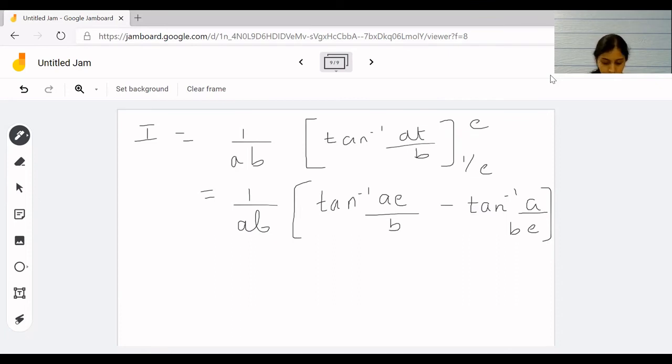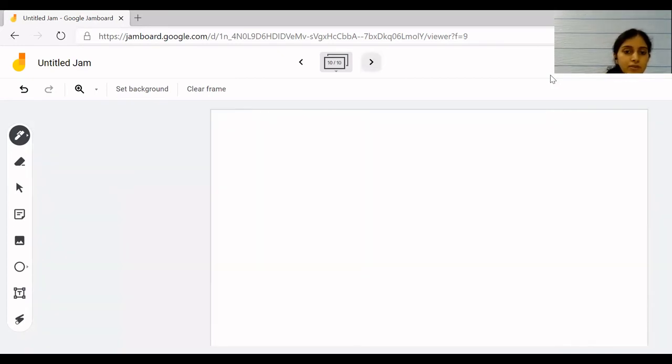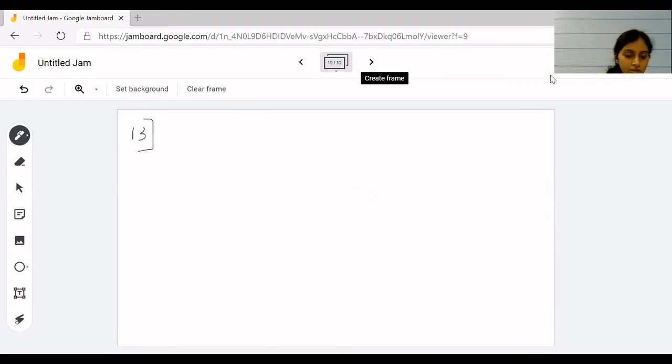That was question 8. Now moving on, I'm doing question 13 now for you. So let's see question 13. Question 13 is the integral from 0 to pi by 2 of sin 2x tan inverse sin x dx.